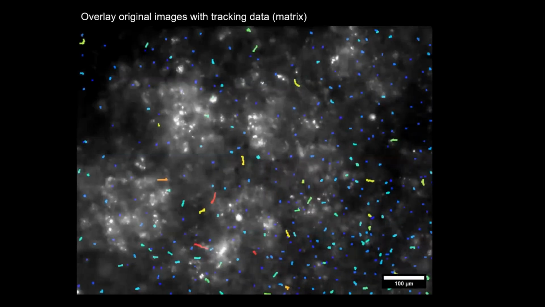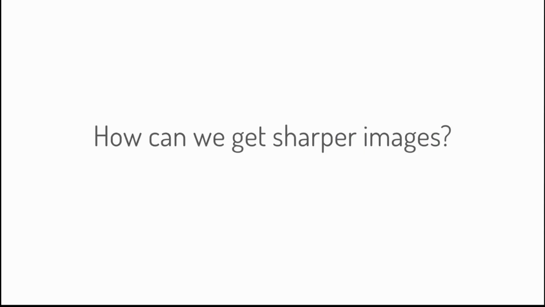We can segment this microglia, and this is an important part of the analysis that we will see at the end of the protocol. And we can track them, so that we can have a map of microglia's movement in the context of the matrix, for example. So how can we get sharper images?